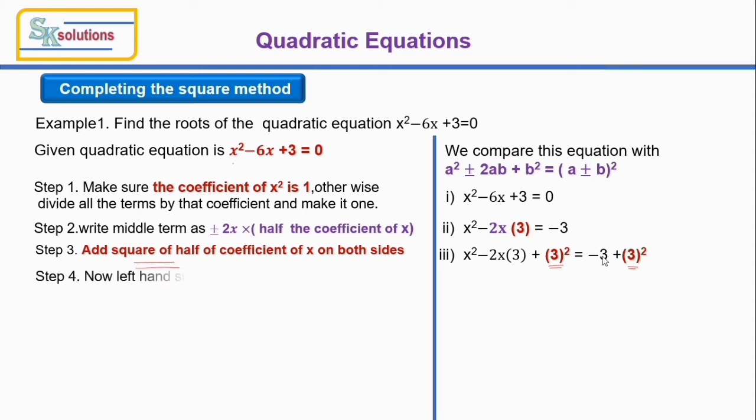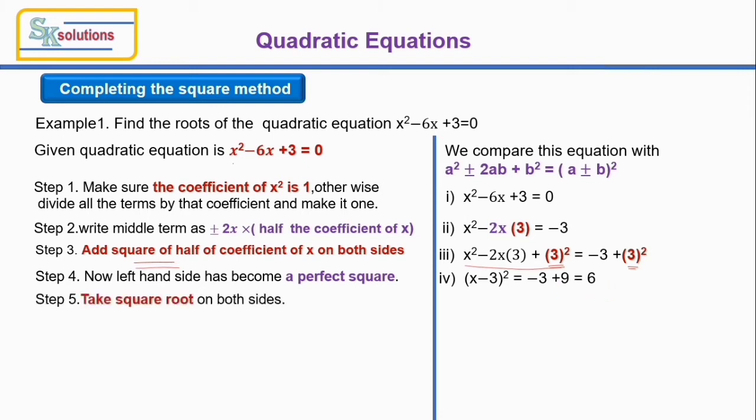Now you check the left hand side. Now the left hand side has become a perfect square. Look at this. This is a perfect square. What is the square root of that? Yes, it is (x minus 3) the whole squared. If you expand this, you will exactly get this. Okay, and right side is negative 3 plus 3 squared, which is 9. So you will get it is equal to 6.